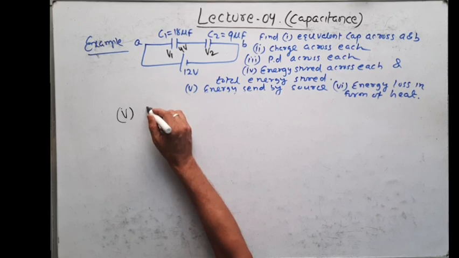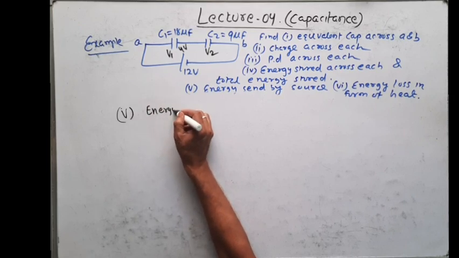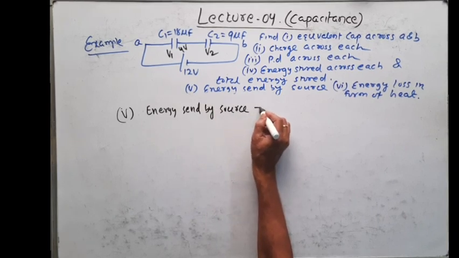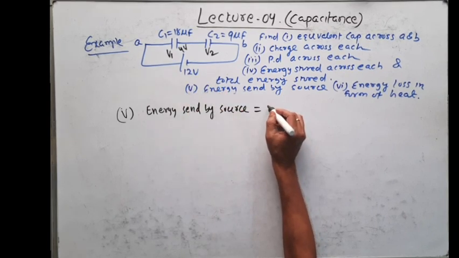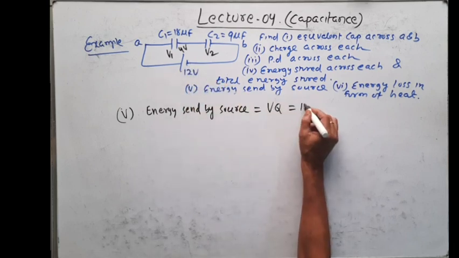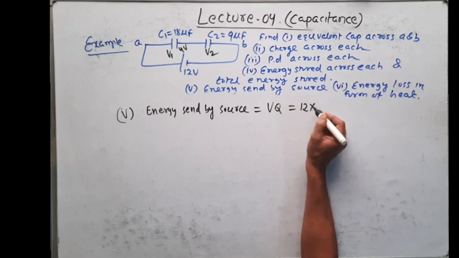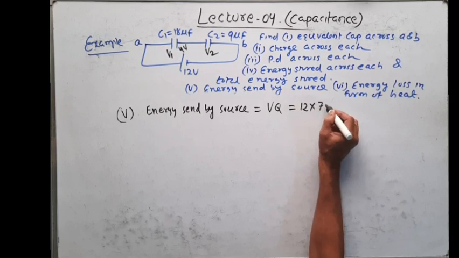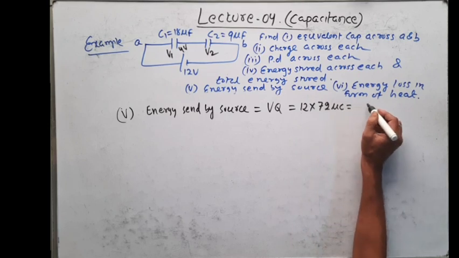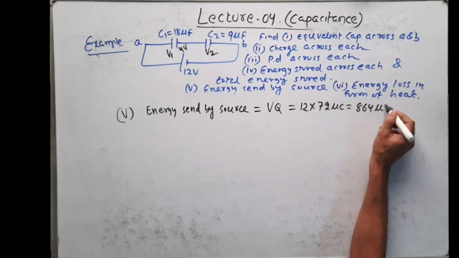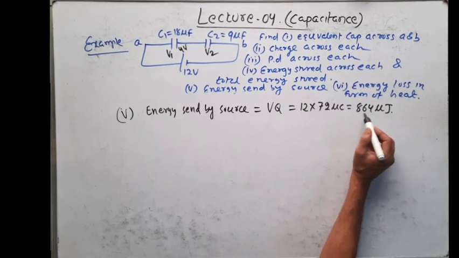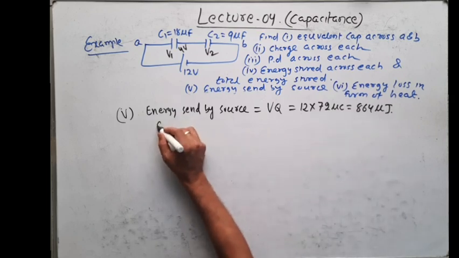Energy sent by the source, that means what is the work done by the battery? Work done by the battery is equal to V into Q. What is the battery voltage? 12. And what is the total charge given by the battery? 72 microcoulomb. So if you multiply, you will get 864 microjoule. Now see, this is the energy sent by the battery.